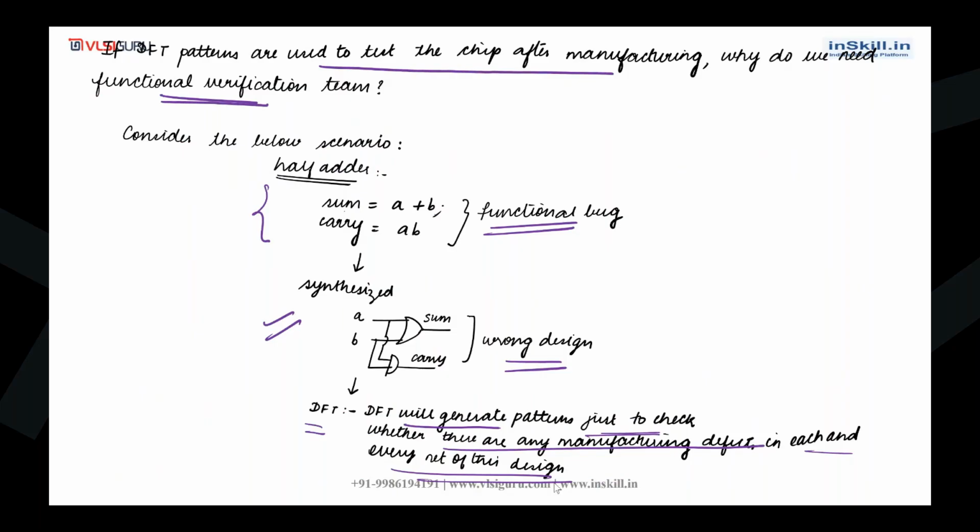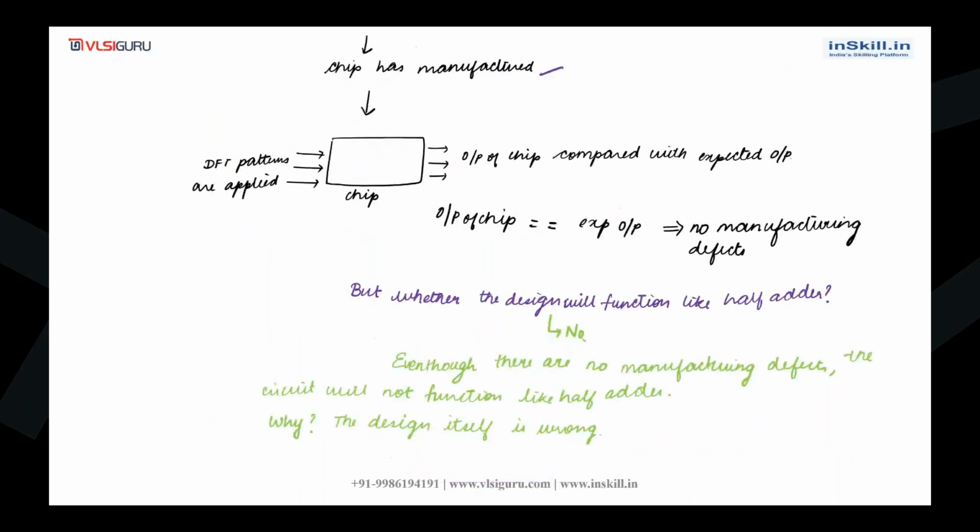Okay, and then what will happen? The chip gets manufactured and DFT patterns are applied onto the chip. So the input sequence is applied onto the chip, and the output of the chip is compared with the expected output. If the output of the chip is equal to the expected output, it means there are no manufacturing defects.